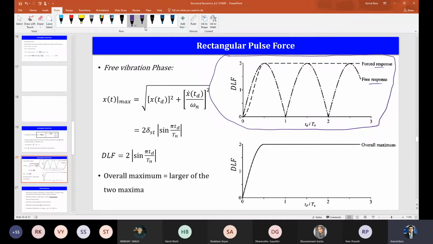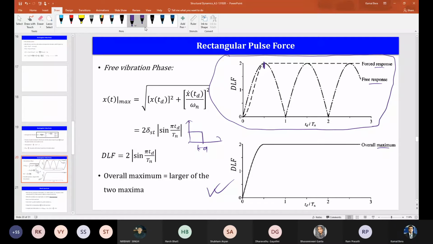Because you see our aim is to find out what is the DLF for a Td by Tn value. Because the ultimate goal is that, given, let's say, a pulse, some pulse we have given with some Td, we just go to the plot of actually this plot. So this is the overall maximum because of the envelope. Envelope. So envelope till here, we see till 0.5.